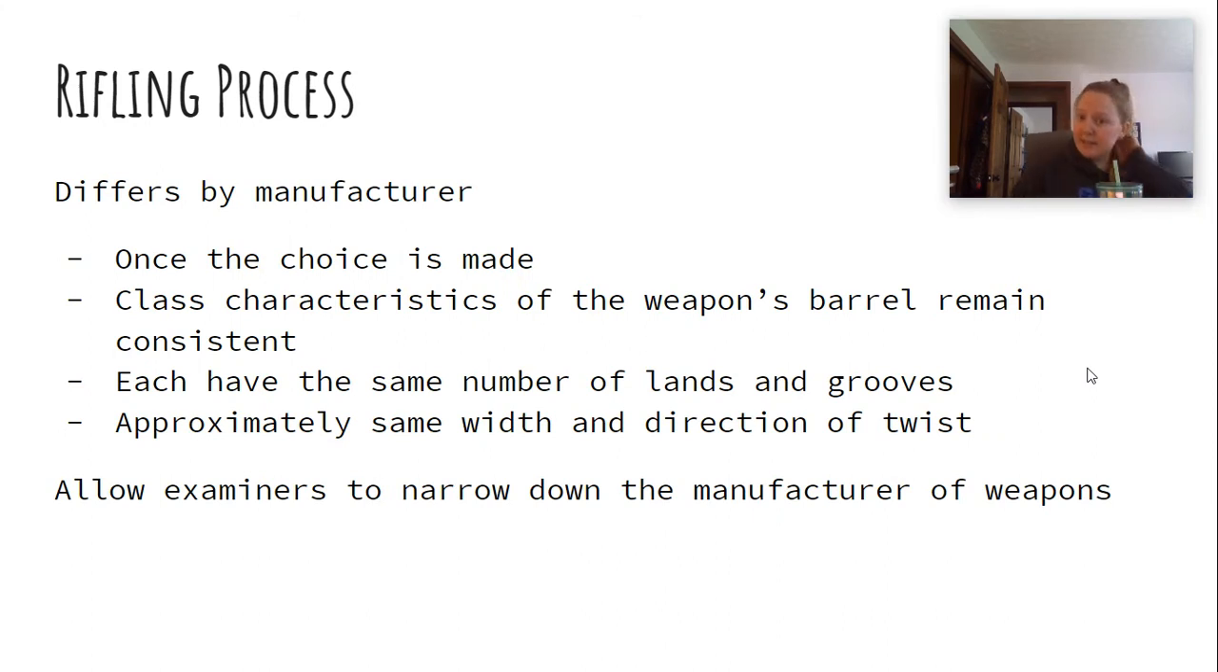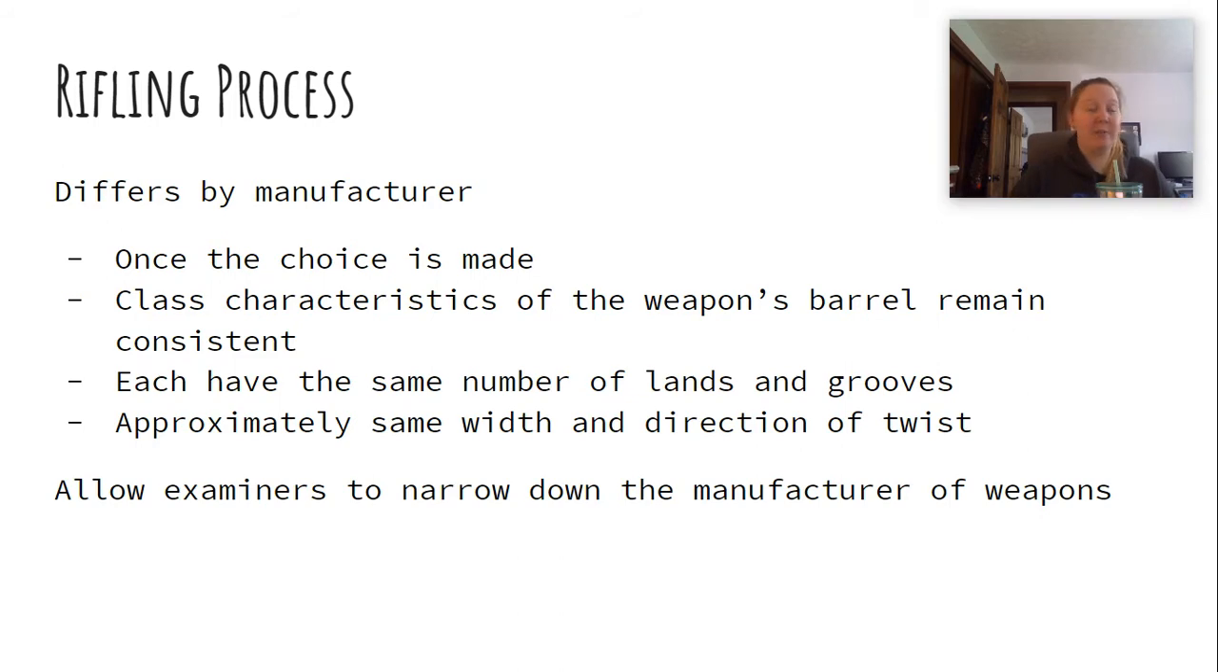The rifling process does differ by manufacturer. Once the choice of rifling method is made, it's very rarely changed. Same with the direction, rate, and number of twists and number of lands and grooves. So the number of lands and grooves, direction of twist, and rate of twist are very unique to most manufacturers. And like I said, this is kept on file with the government.